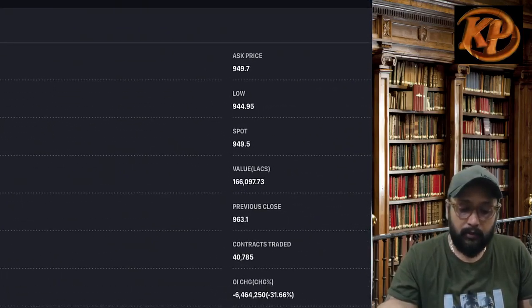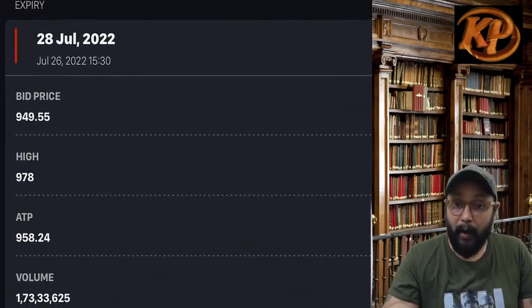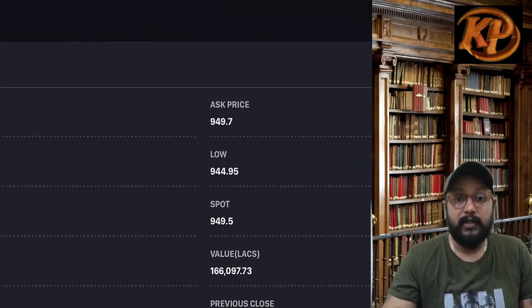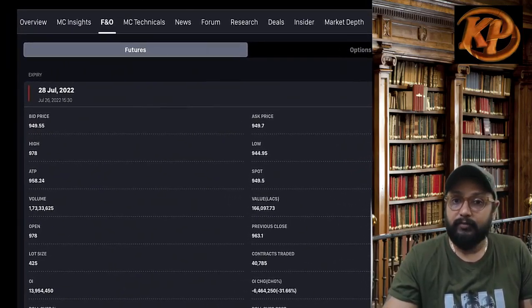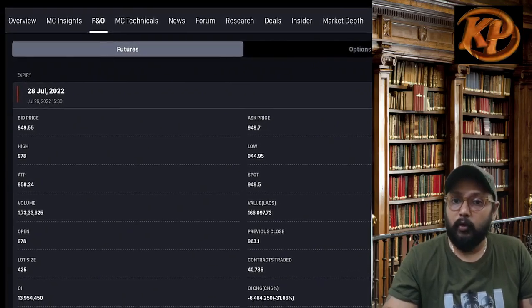I hope you understand. Then you have this bid price. Bid price means buyer price, and then you have this ask price. That is the seller price. The seller is sitting at 949.7 and the buyer is sitting at 949.55. Obviously, seller will always be quoting a higher price, buyer will always be quoting a lower price.